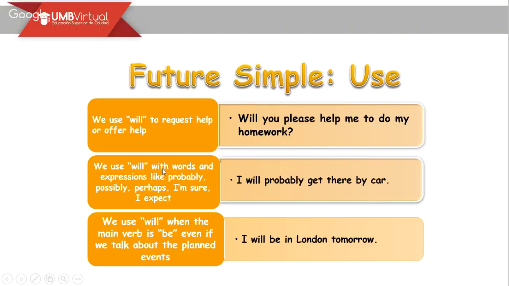Okay, so next we use will with words and expressions like probably, possibly, perhaps, I'm sure, I expect. I will probably get there by car. We use will when the main verb is be. I will be in London tomorrow. Be. And we don't conjugate it because this auxiliary is already the conjugation.